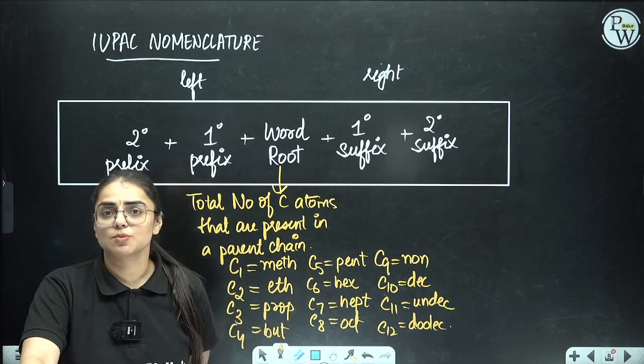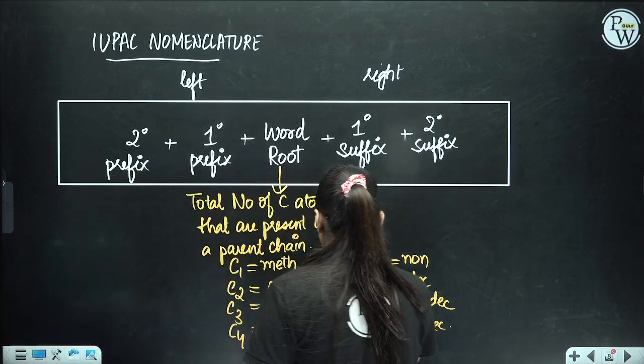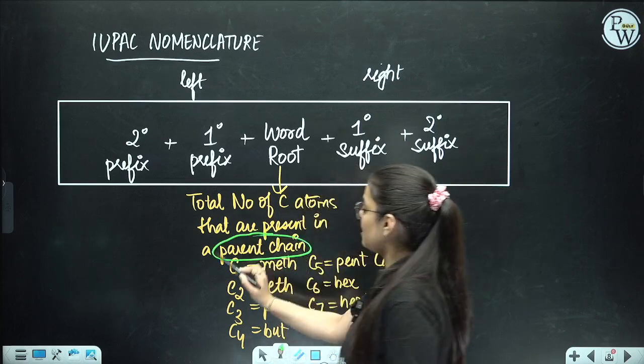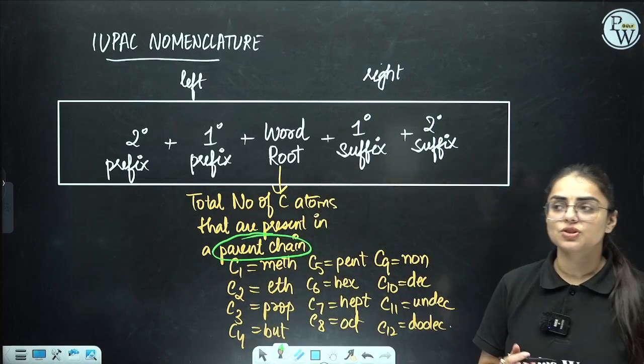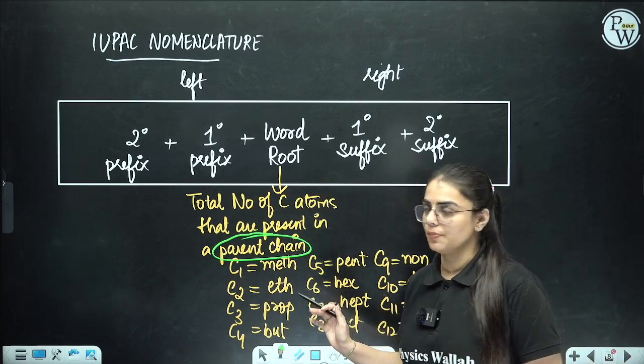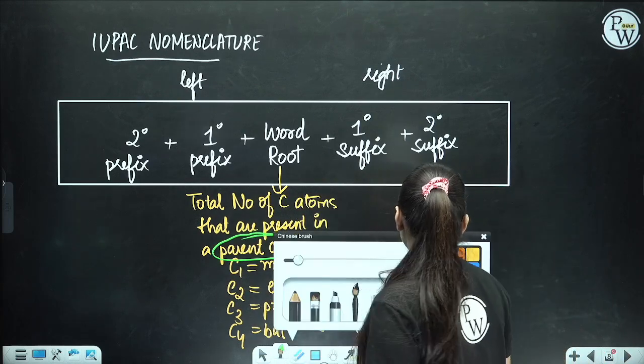Clear with this part? This is about word root. Now, one more thing, students. I am talking of only the parent chain, so don't get confused. Sometimes students just count the total number of carbon atoms in the complete compound, and that goes wrong over here. They are asking only for the parent chain. Let's see the next one.